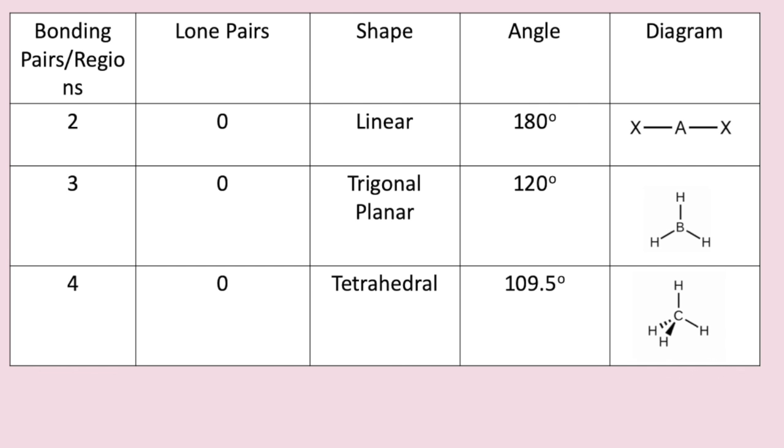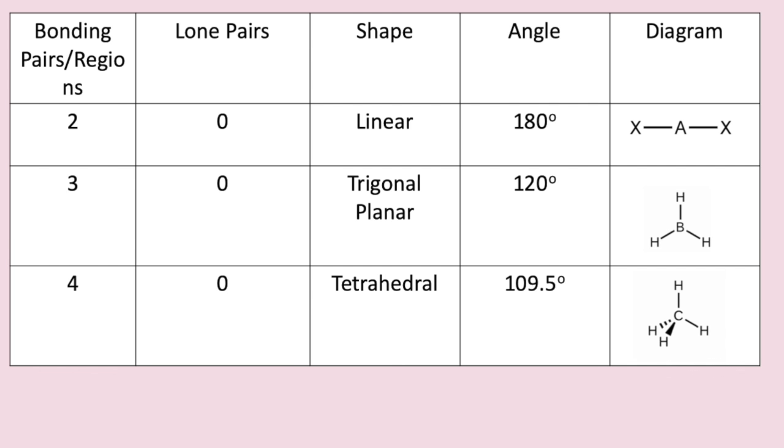If there are two electron-dense regions around the central nucleus, a bond angle of 180 degrees is formed. This is a linear molecule. If there are three electron-dense regions around a central nucleus, it forms a bond angle of 120 degrees. This is trigonal planar. If there are four electron-dense regions around a central nucleus, a bond angle of 109.5 degrees is formed. This is tetrahedral.